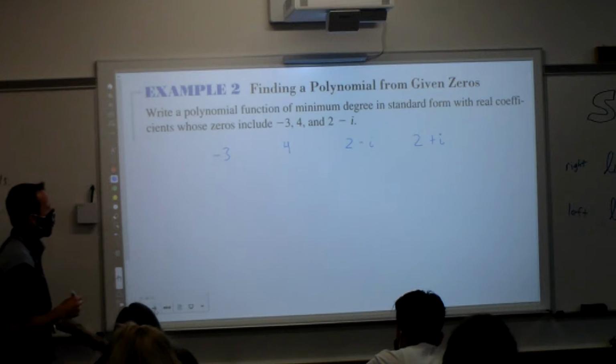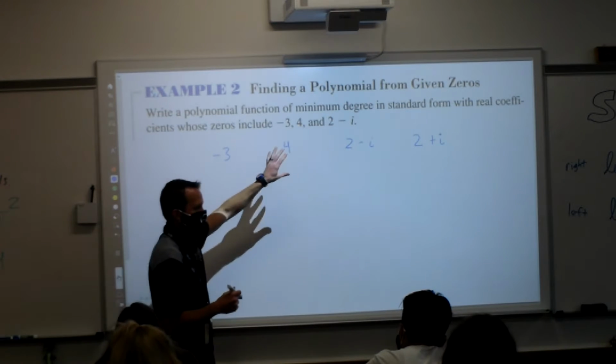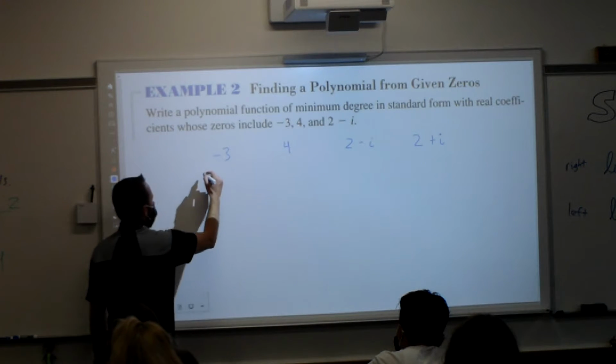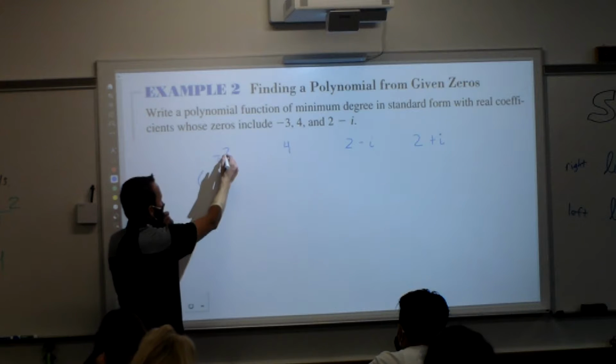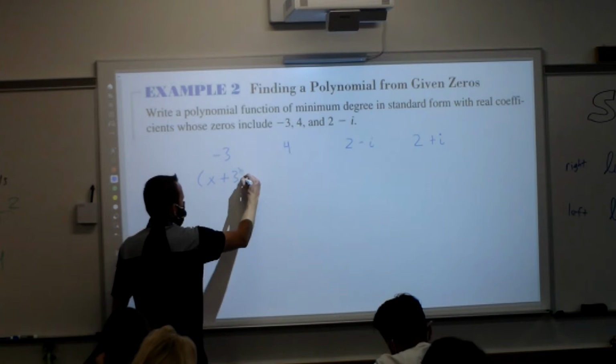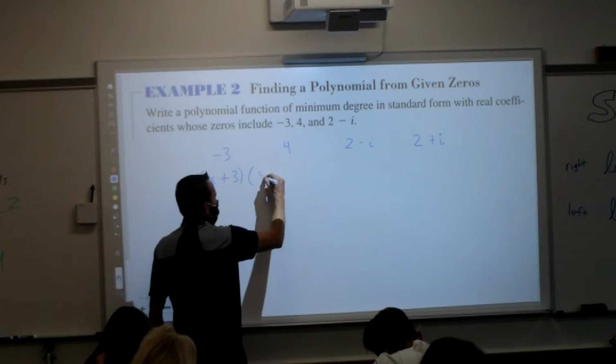Now, here's a question. How do we put these into parentheses? Well, it's easy with these. You just do the opposite, right? So instead of x minus 3, or instead of negative 3, what do we have here? Plus 3. And here for the 4 we have.